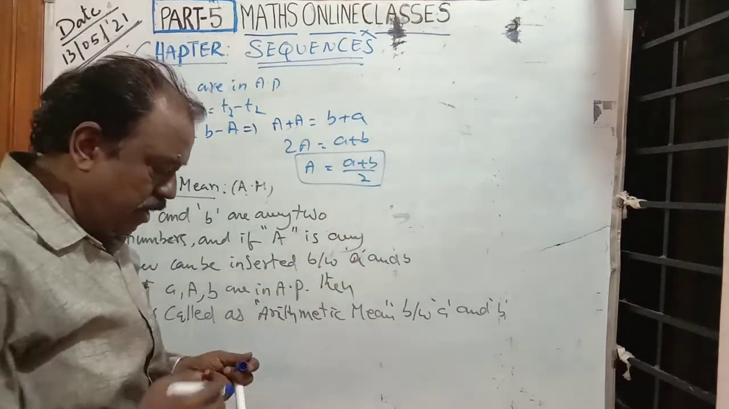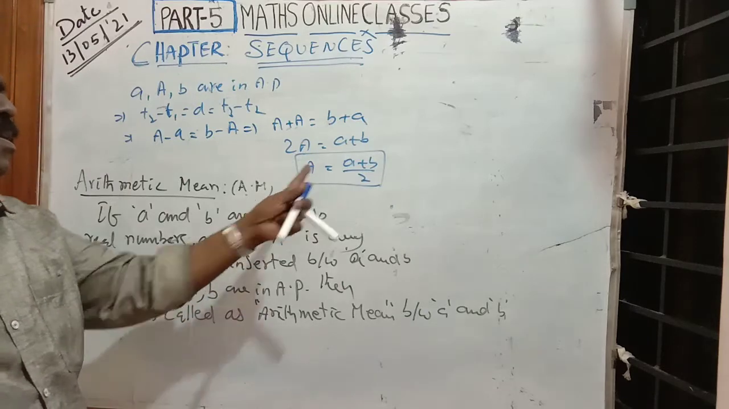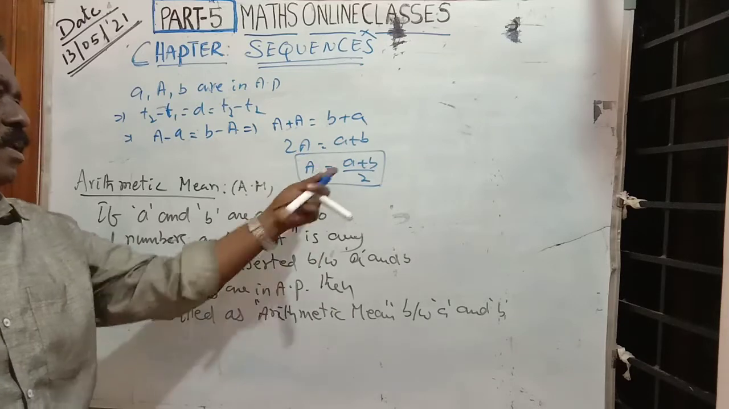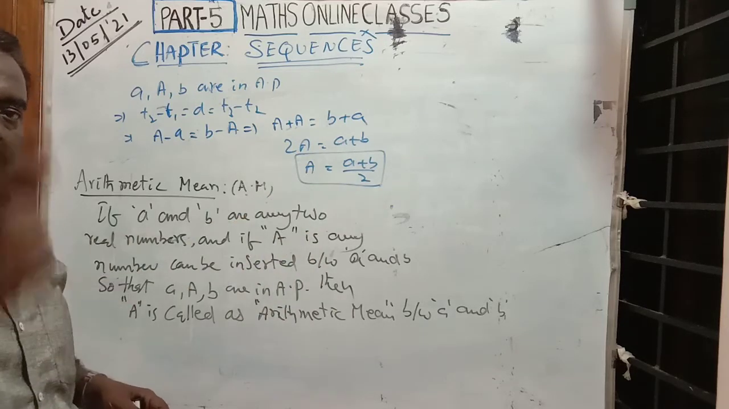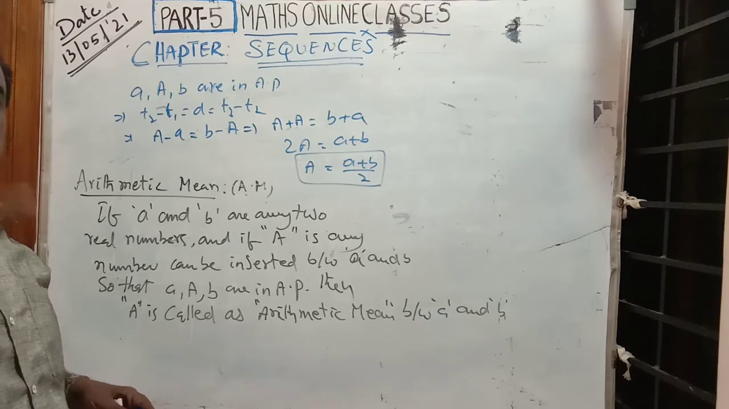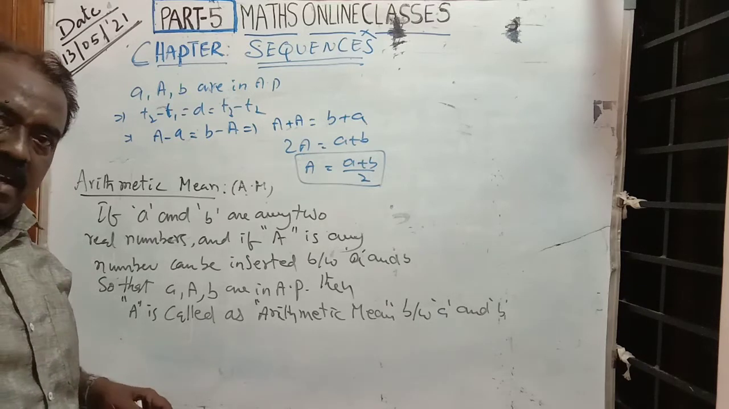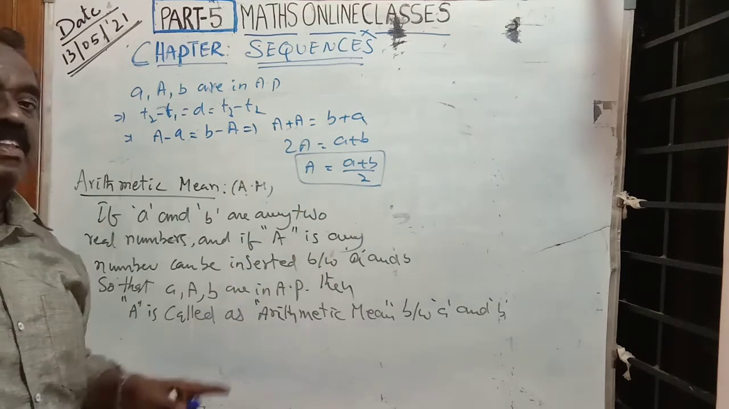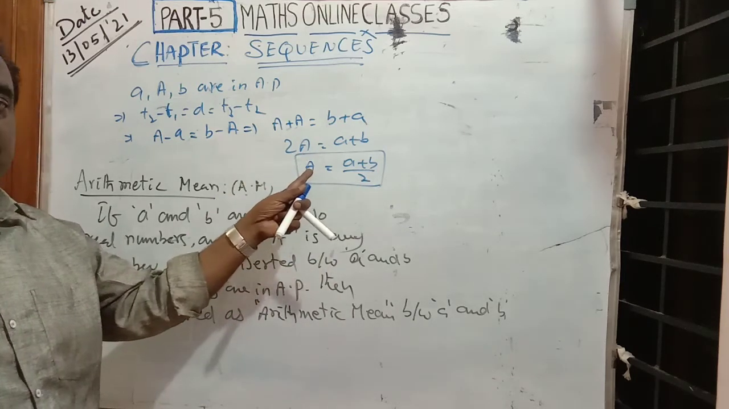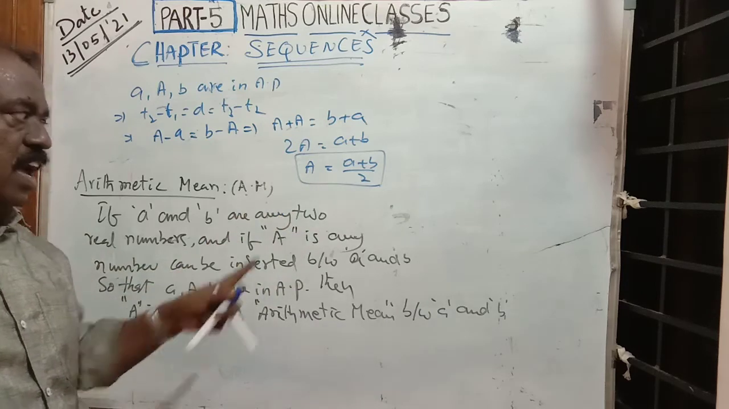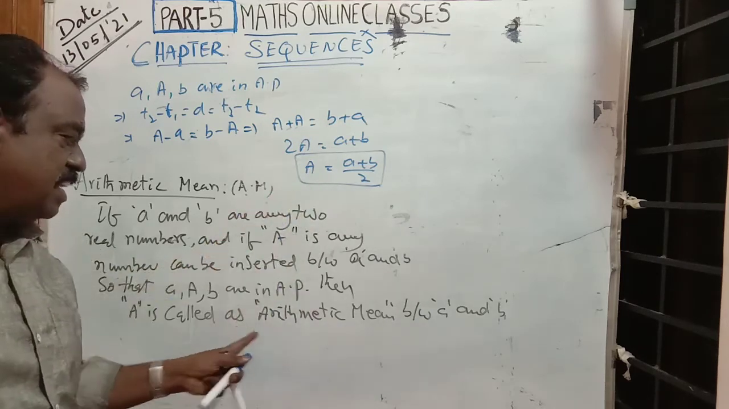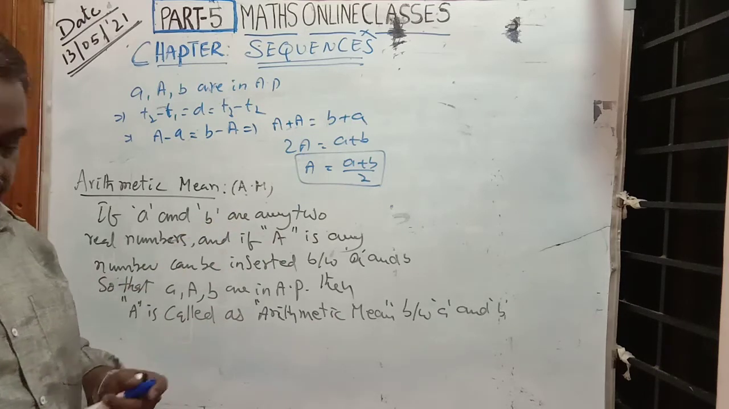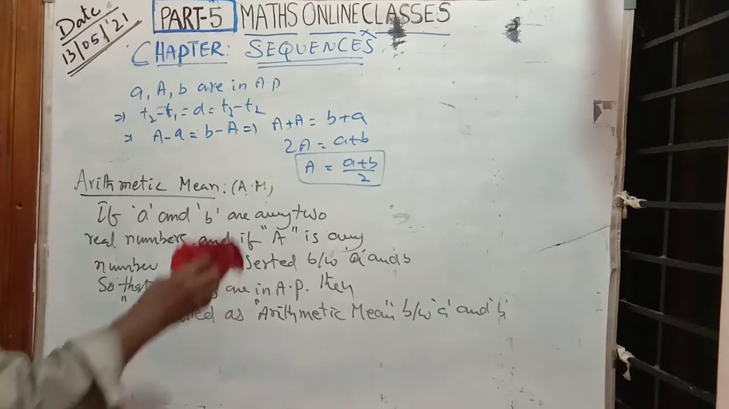You see, it is the sum of two numbers divided by the total number of numbers. a plus b by 2, a plus b plus c by 3, a plus b plus c plus d by 4. That means the sum of numbers divided by how many numbers there are. Then it is called the mean, average, arithmetic mean. That is why it is called the arithmetic mean between the two numbers.